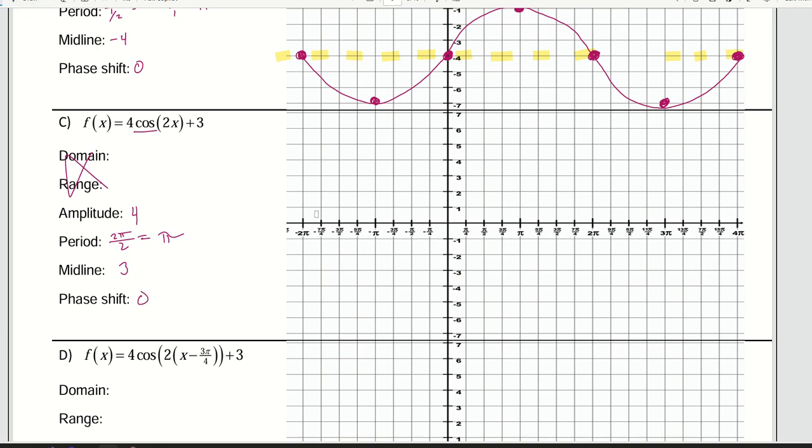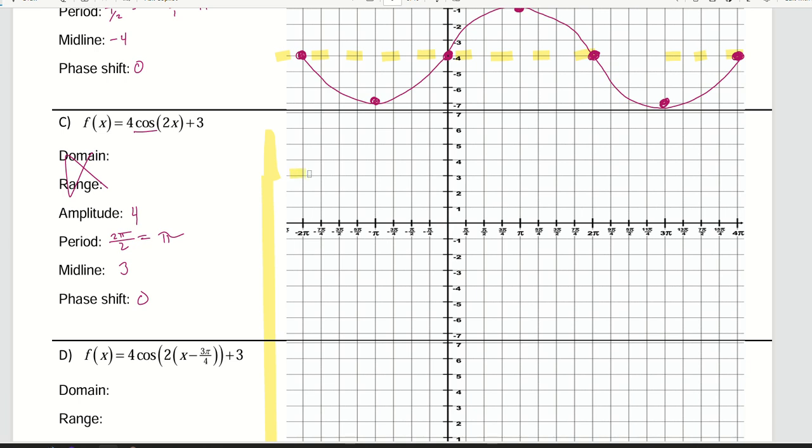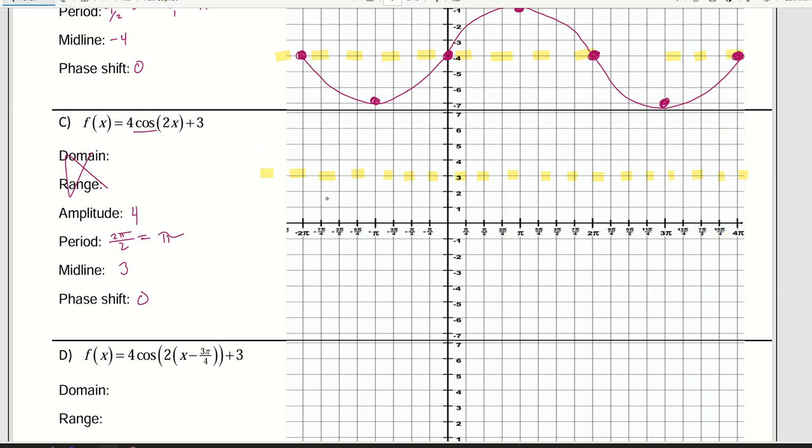Let's draw the midline at 3. It's going to get really annoying. It kind of looks like a heartbeat monitor. Yep. Let me erase those. It's just something messing up with my computer. Don't know how to fix it. All right, so there's our midline at 3.